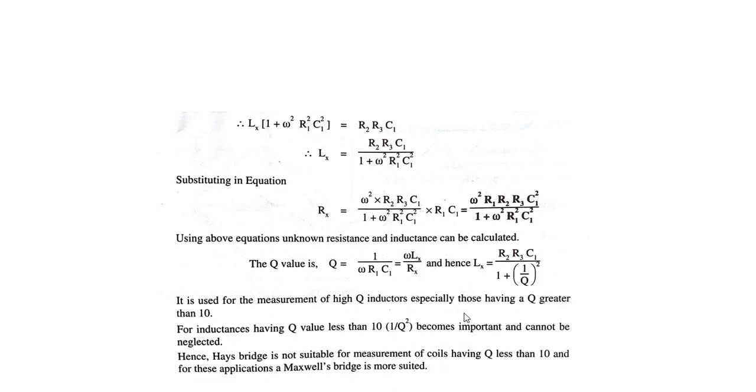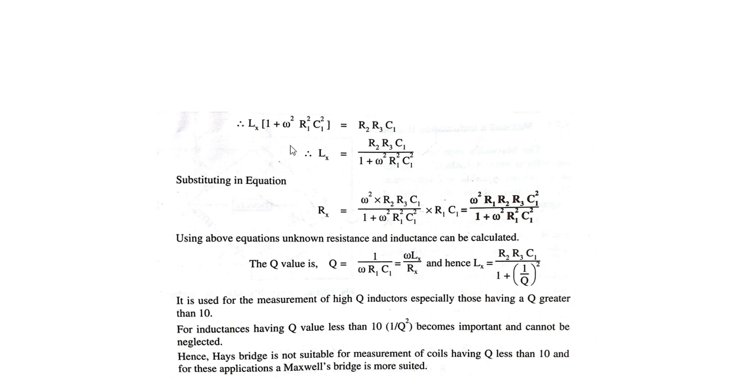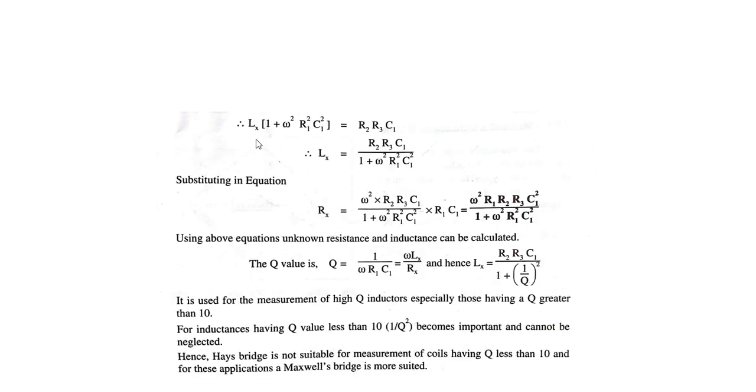So finally you will get the equation like this: omega square Lx R1 square C1 square plus Lx divided by C1 is equal to R2 R3. And again, if you solve this, you will get the equation like this: Lx in bracket 1 plus omega square R1 square C1 square is equal to R2 R3 C1.